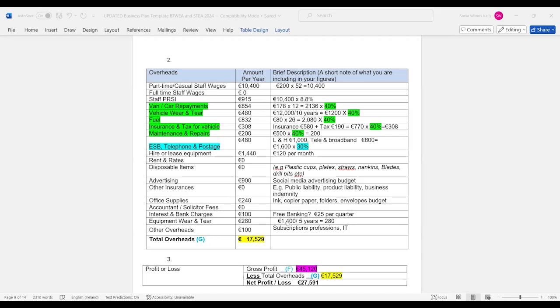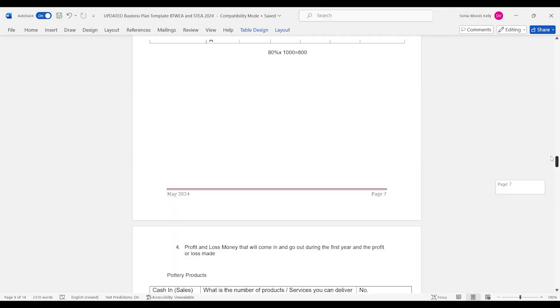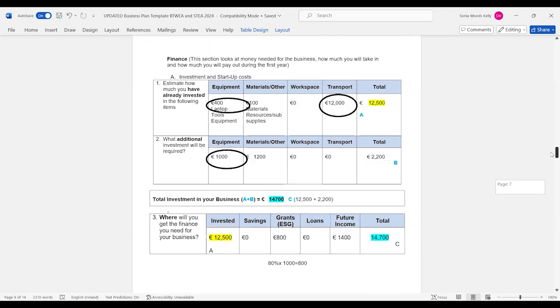The next item here is equipment wear and tear. So once again, if you scroll back up here to the startup costs section of the business plan, you would have put in an amount for equipment that you may be purchasing or equipment that you're introducing into the business. In this example, 400 euros of equipment has been introduced into the business and 100 is planned future purchase. So the two amounts together come to 1,400 euros.